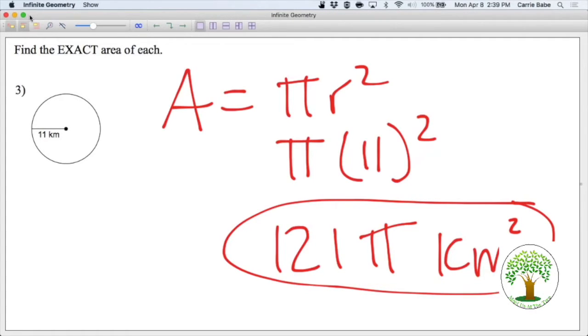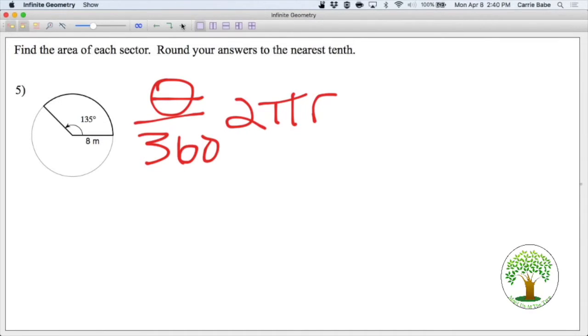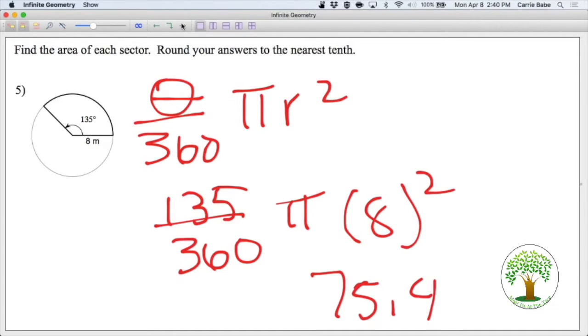All right, let's move on to number 5. We're going to find the area of each sector this time. I want you to notice that you're rounding your answer to the nearest tenth. We're going to use our formula. Theta over 360, 2 pi r. I'm sorry, not 2 pi r. Pi r squared. Thank you. Remember, theta is 135 over 360. Pi, 8 squared. Do I put the pi in my calculator this time? Yes. All right, we got 75.4 meters. Regular or squared? Squared. Very good.